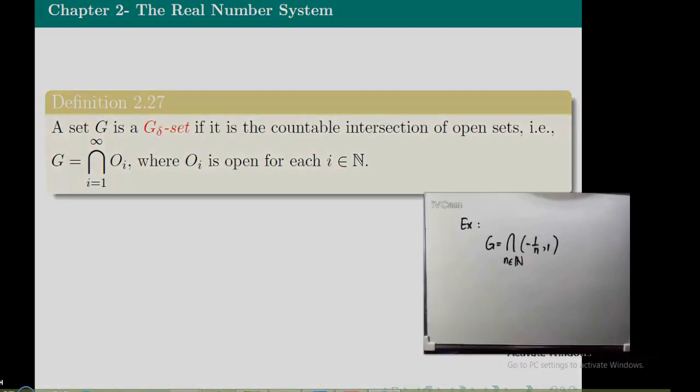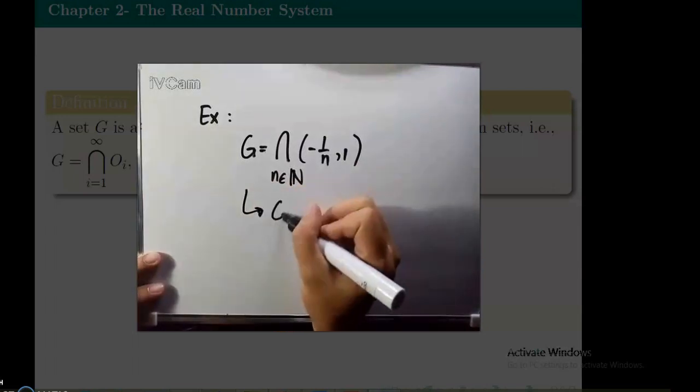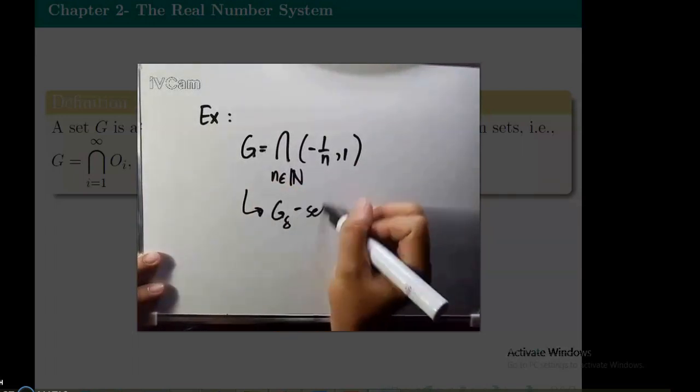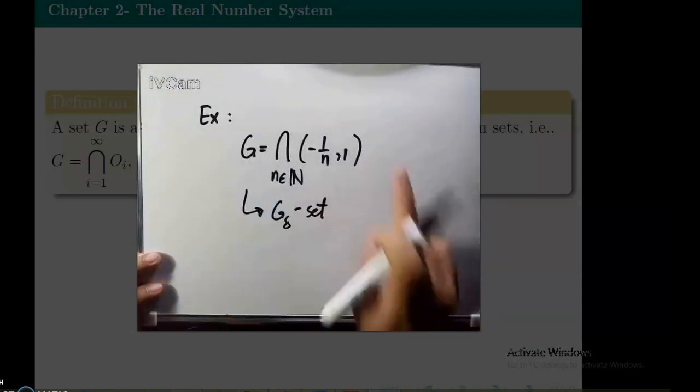So let's have here another example of the countable intersection of open sets. As you can see, G is written in this form, the countable intersection of open intervals from -1/n to 1. So in that case, we call this set a G delta set if we can write G in this form.